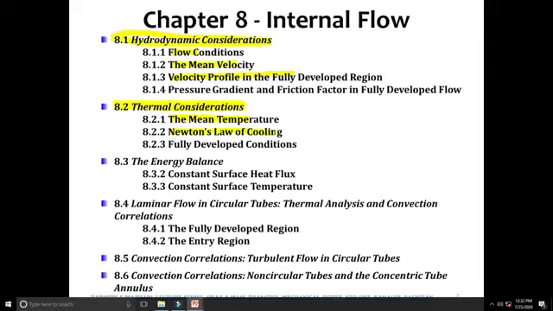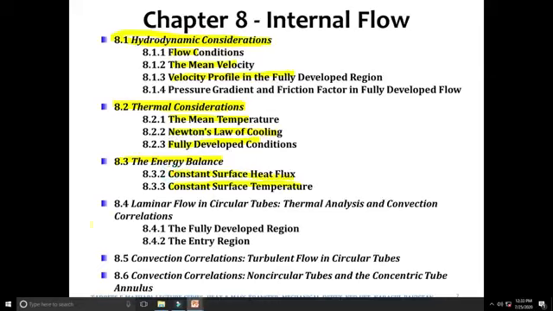Although we know what Newton's law of cooling is, we would be discussing a related and important aspect, and we would be developing a condition which we call fully developed condition. We will see what that means. And then we would be discussing the energy balances for the two cases that we had dealt with in chapter number 7, constant surface temperature case and constant heat flux case.